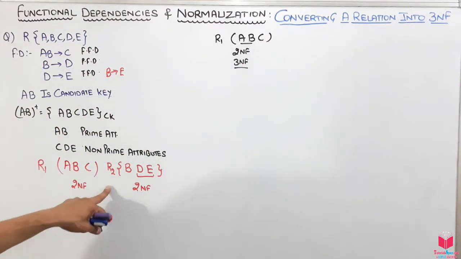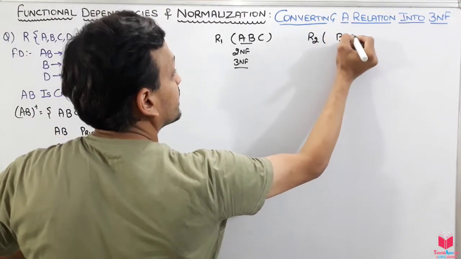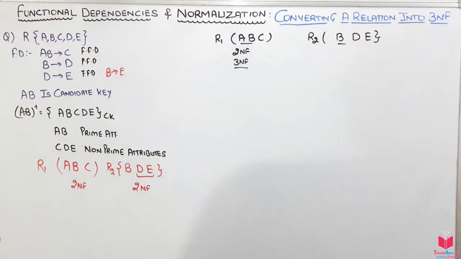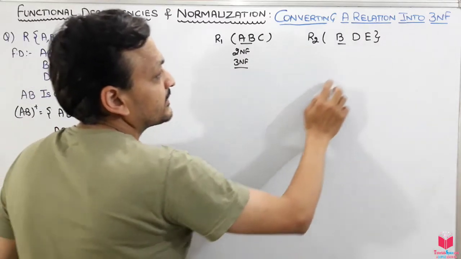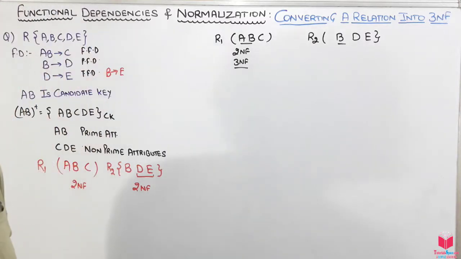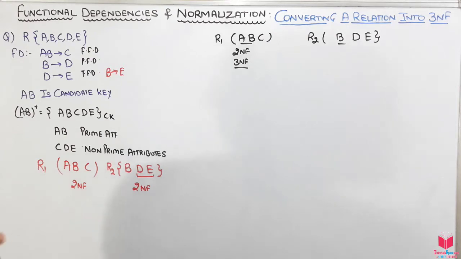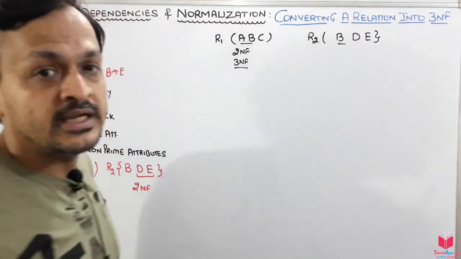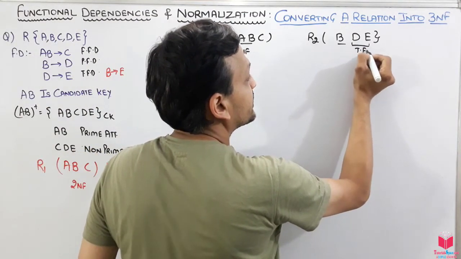Let's go with the R2 table, which is B, D, E. Here B is the prime key and D, E are the non-prime keys. Now let's see, is D fully functionally dependent upon B? Yes, but there is also a functional dependency between D and E. We can find the value of E by B and also by D. That is a transitive functional dependency.